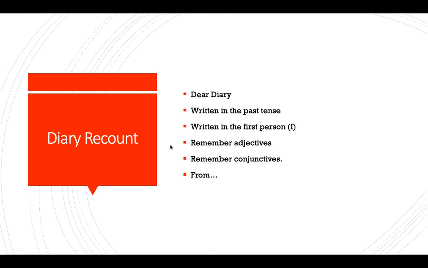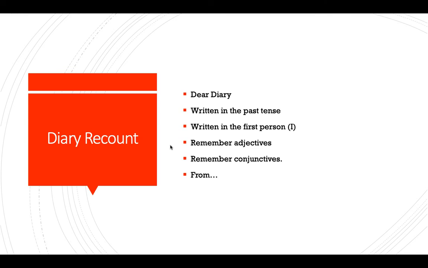Okay, we're going to go on to our writing. So we're going to have another look at diary recounts. So we need to have a think about what we were doing in our diary recounts before we left school. So if you have a look on the screen, I've put a few things down that we made sure that we did when we did our diary recounts in school.